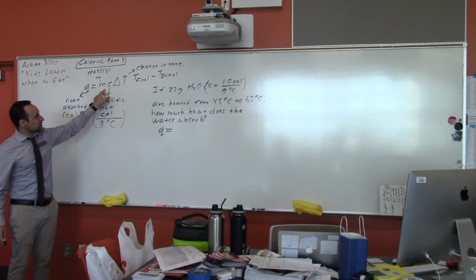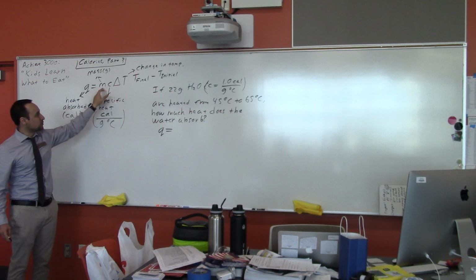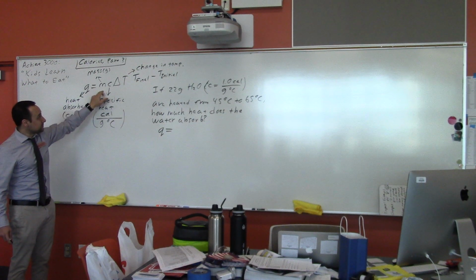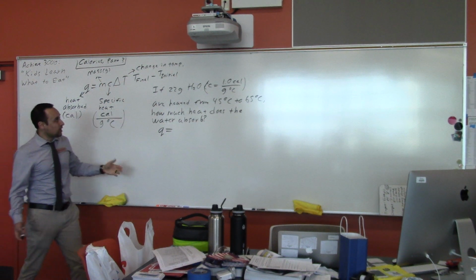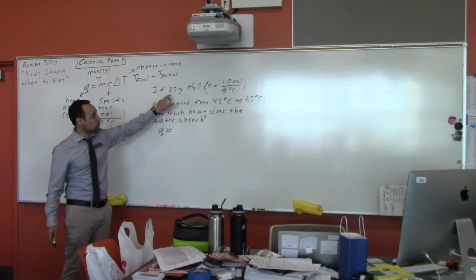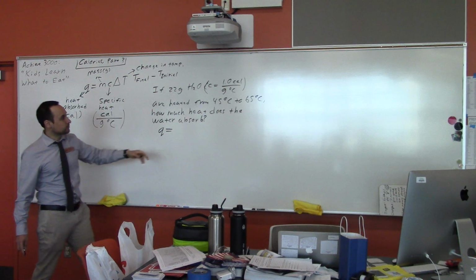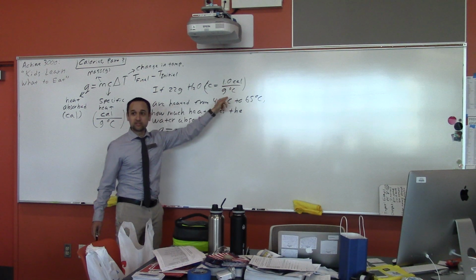Do we see a bunch of plus and minus signs here? No. Do we see a bunch of division symbols here? No. What's going on here mathematically? Multiplication. We're multiplying, good. M times C times delta T. Let's find those values in the problem. What's the mass of water that we're dealing with? 22 grams. What's the specific heat of water we're dealing with? 1 calorie per gram degree Celsius, good.